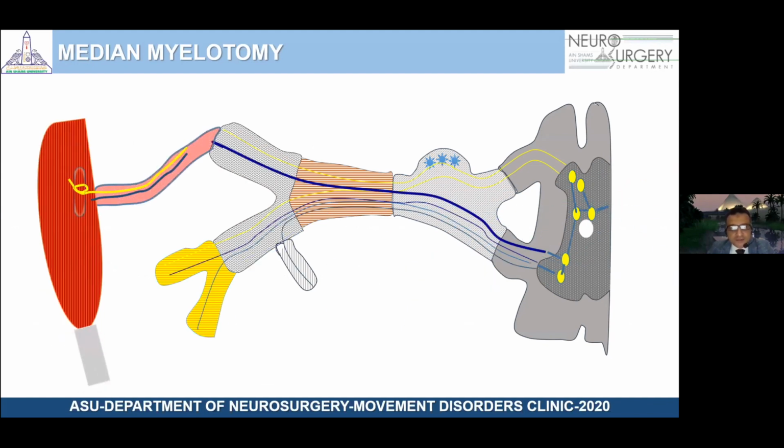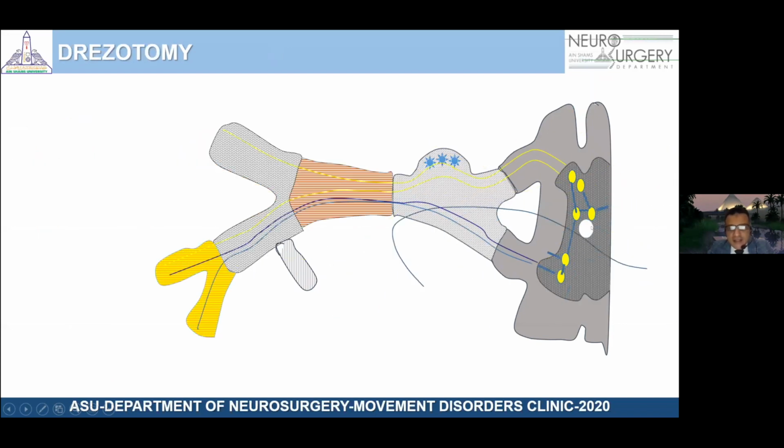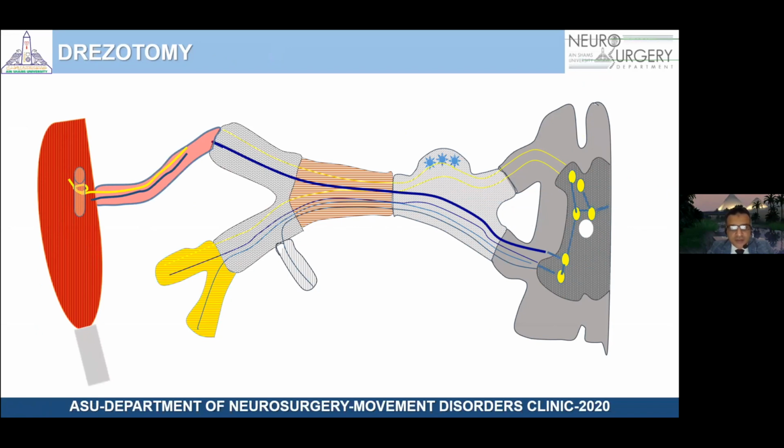This graph shows the site where we can do the myelotomy. It's done in the central sulcus in the spinal cord, up to the central canal, to disconnect the crossing fibers between both sides and decrease the hypertonia in both lower limbs.